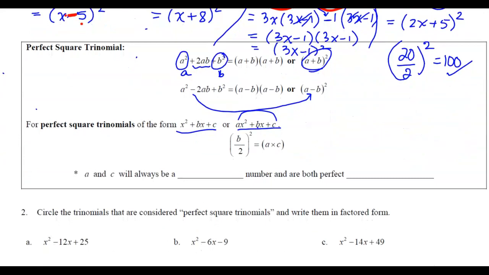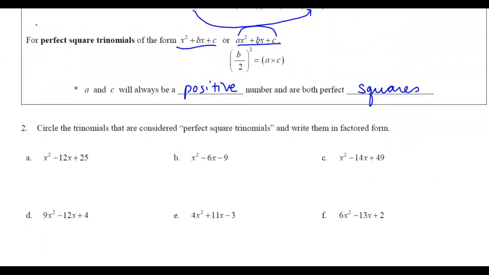So a and c will always be positive numbers, and are both perfect squares. So if a or c were negative, if they're both negative, you could factor out a negative, and maybe it still is, but if one or the other, then it's not a perfect square trinomial.